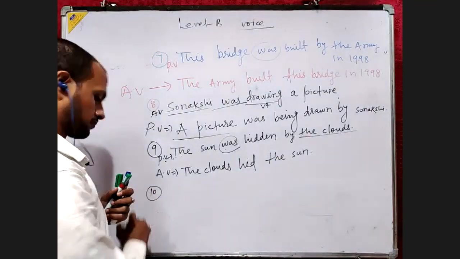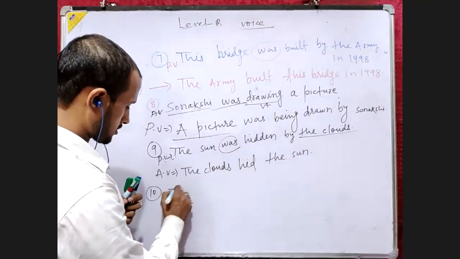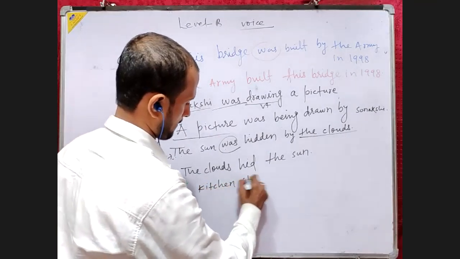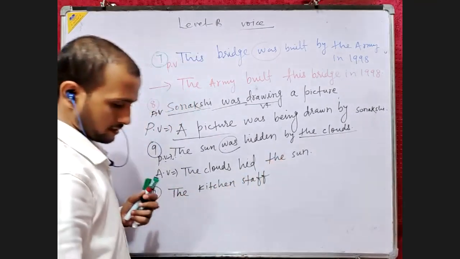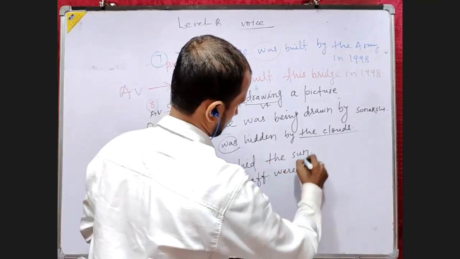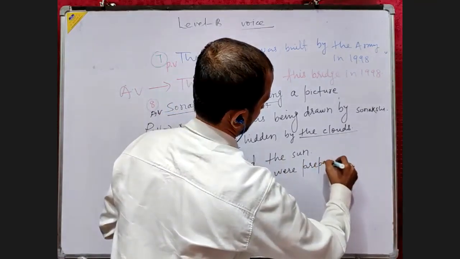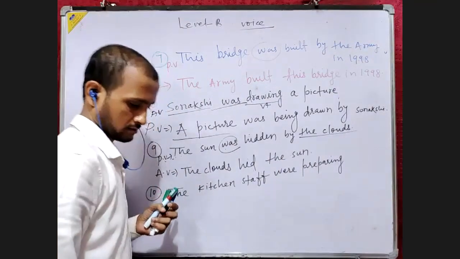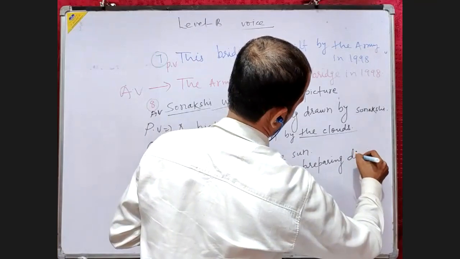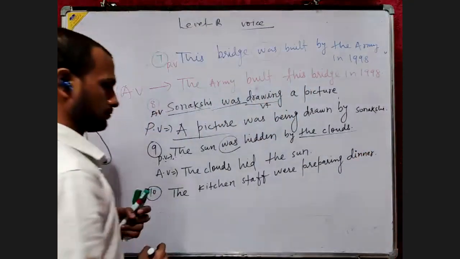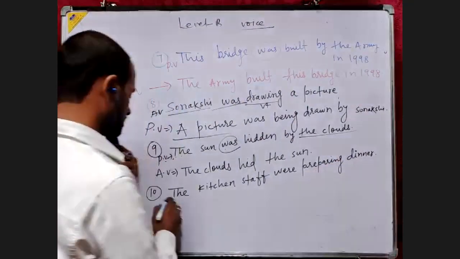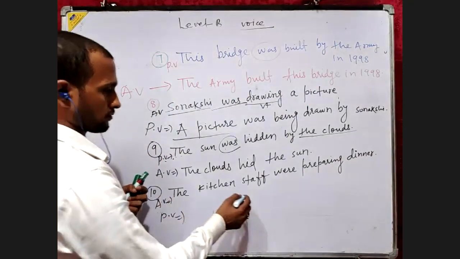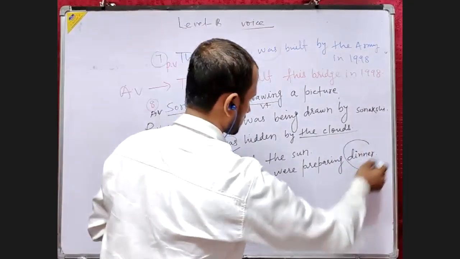Question number 10. The kitchen staff were preparing dinner. There is no B3, it means it is active voice. We have to change in passive voice. Firstly, we need object. What is object? Dinner.